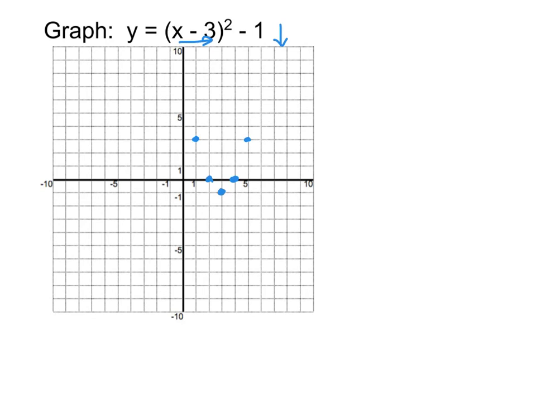All right, next up, I'm going to go over 3. And when I go over 3, how far up should I go? 9, yeah, because it's 3 squared. I'm always going back to what that function was. And since it's squared, I'm squaring whatever I go over. And so then we can complete those points and draw the curve that goes through. This is what you should have come up with.